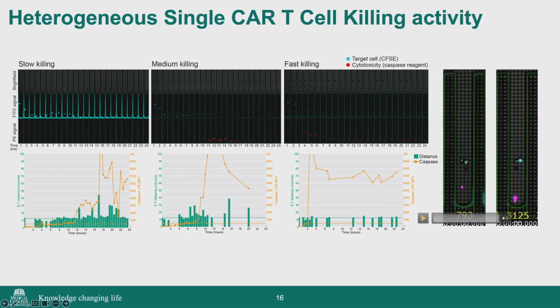And so you'll see there's immune synapse formed between the tumor target and the CAR T cell. And this CAR T cell killed within the first 2 hours of starting the assay and the immune synapse being formed, whereas the one on the right here had significantly delayed killing and actually took much longer to kill the tumor target. So even though immune synapse was formed immediately, it wasn't until 8 hours later that the CAR T cell was actually able to kill the tumor target.